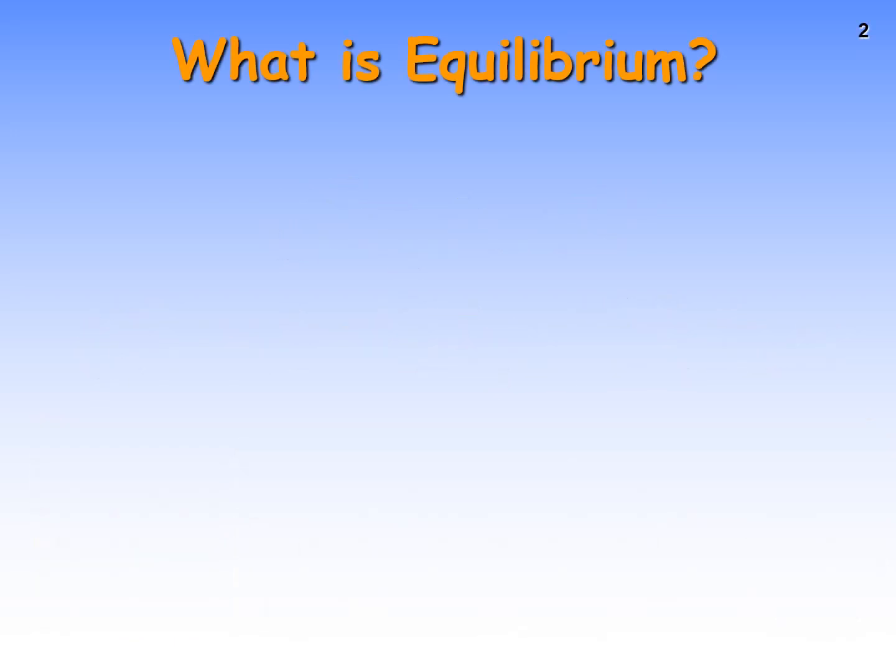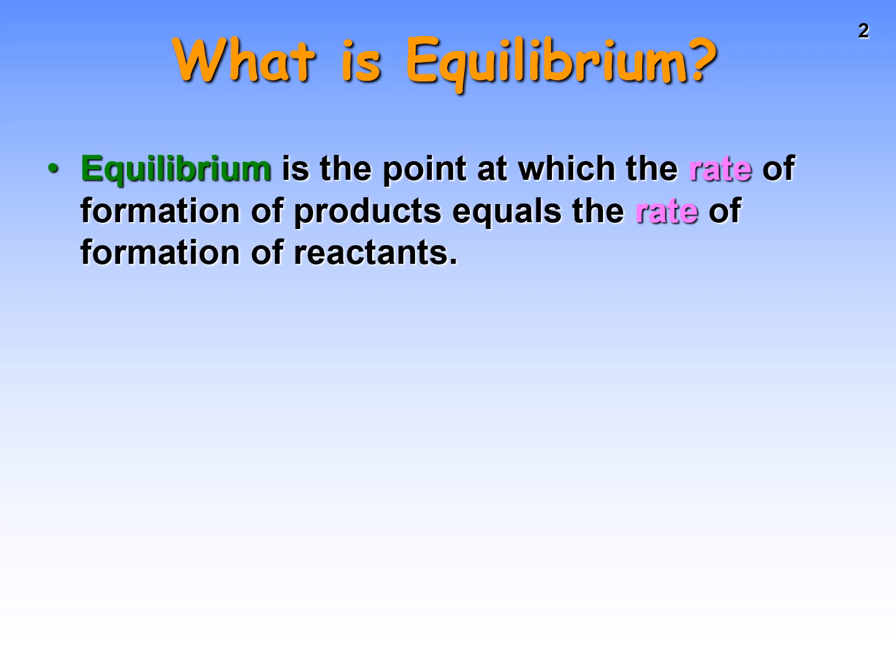So what is equilibrium? Equilibrium is defined as when the forward and reverse rate of our reactions are equal. Or in other words, the rate of formation of our products is equal to the rate of formation of the reactants. So you can think of this in terms of the forward reaction and the reverse reaction. The forward reaction's rate is going to be equal to the rate of the reverse reaction for a chemical reaction.